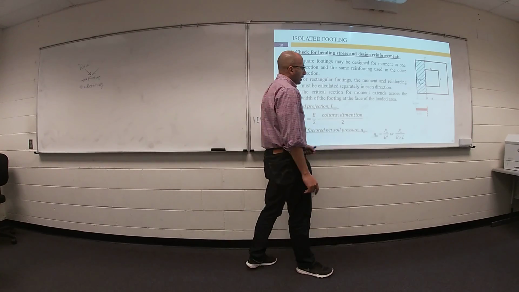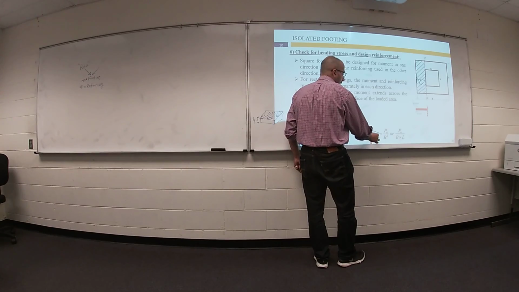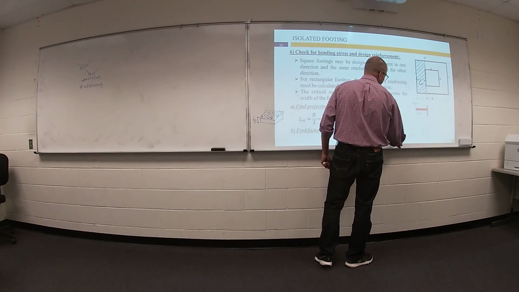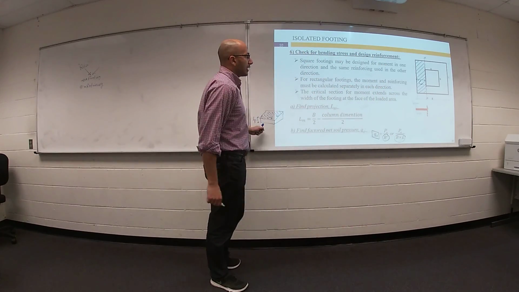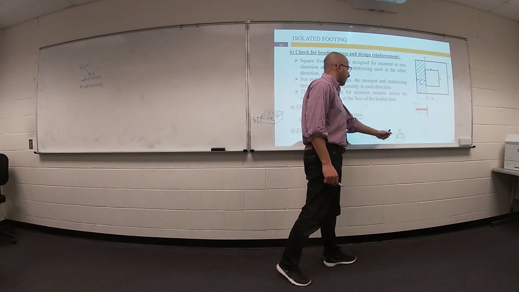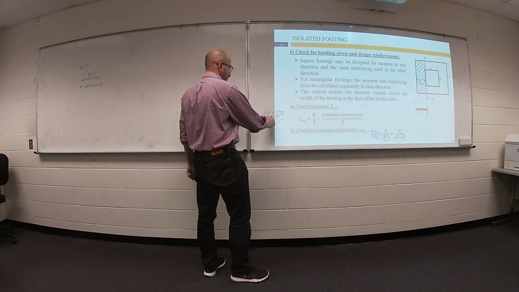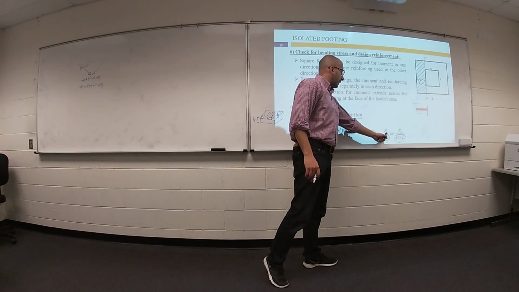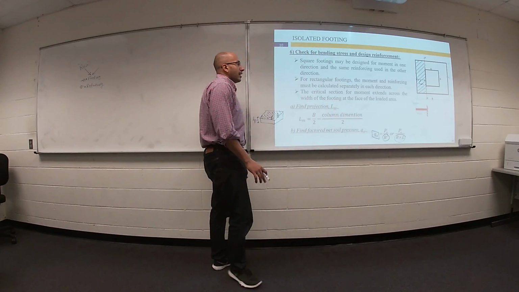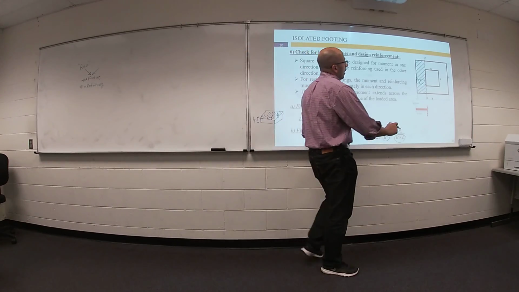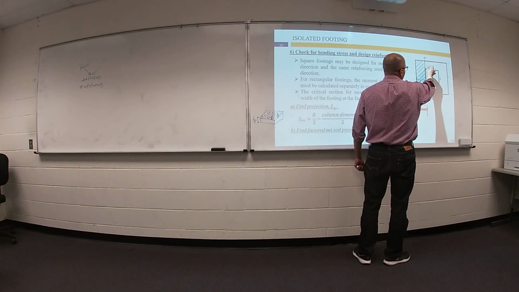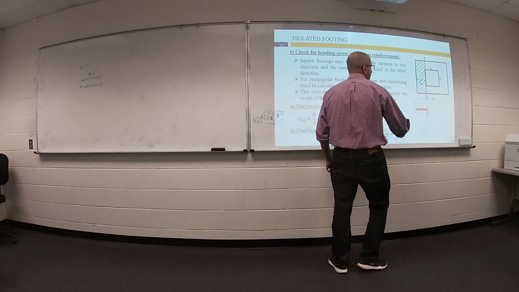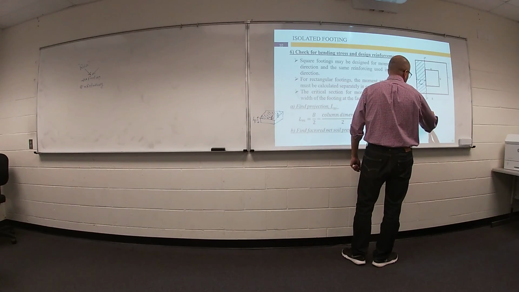And what is the Q ultimate? Q ultimate equals P ultimate divided by the area of the footing. If your footing is rectangular, it is B times L, or if your footing is square, it is B squared. Anyway, right now I can calculate the distance between the face of your column and the edge, and the Q ultimate.